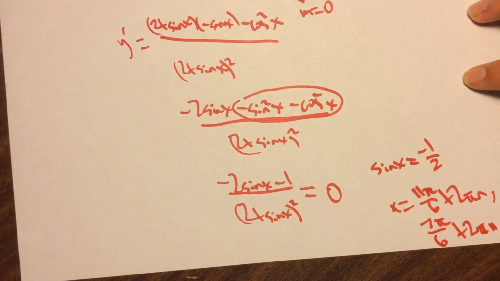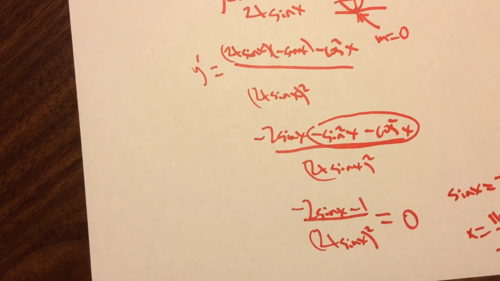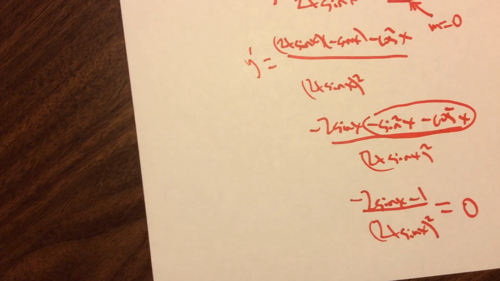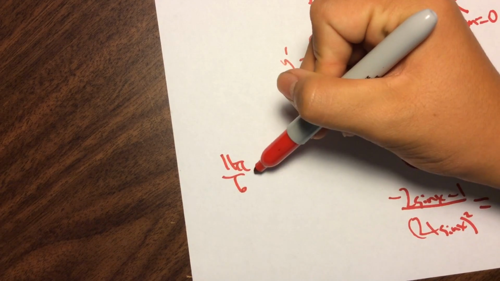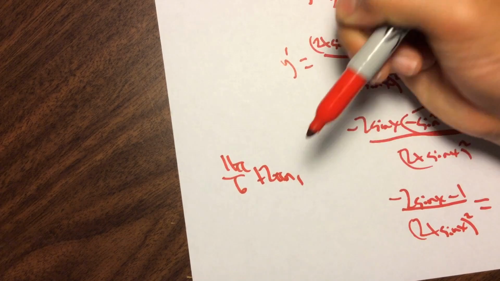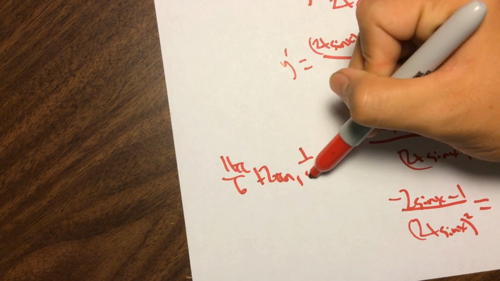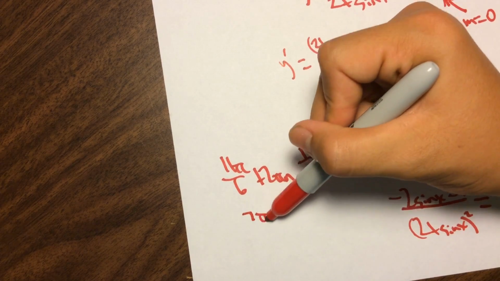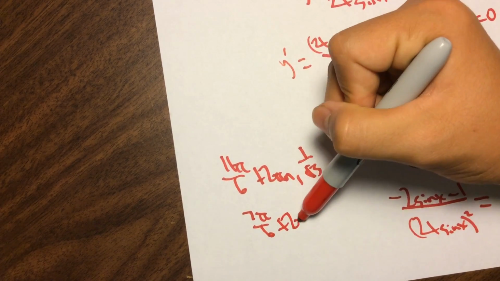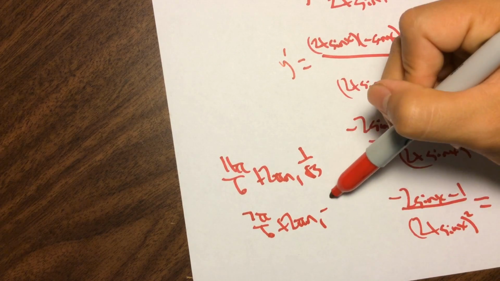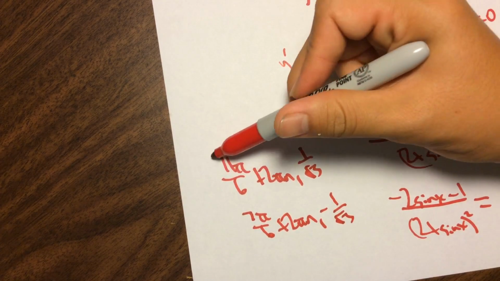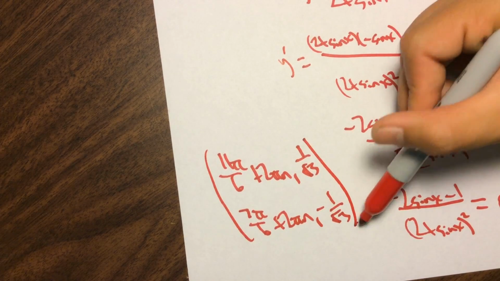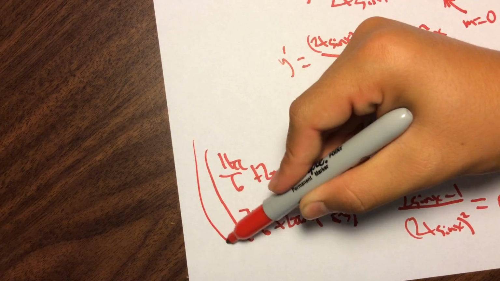So if we plug in the x back into the original value, then we would get as our final answer 11 pi over 6 plus 2 pi n, comma, 1 over root 3, and 7 pi over 6 plus 2 pi n, comma, negative 1 over root 3. So this is our final answer.